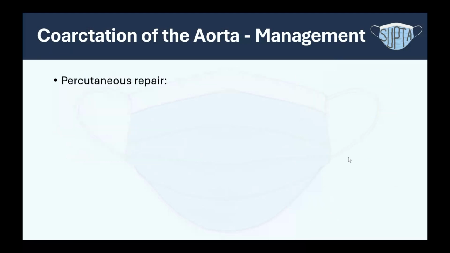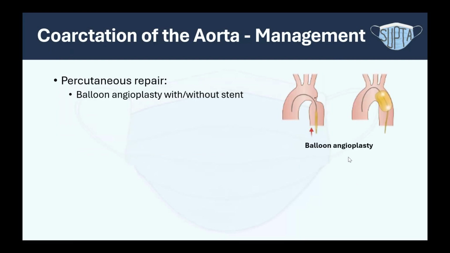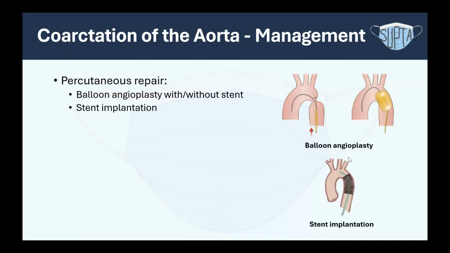You can also do 2 types of percutaneous repair. So first, you're going to thread a small balloon into the narrowed part of the aorta and then inflate it, which is essentially just going to widen the aorta and then improve flow. Sometimes the balloon may not always be successful, and that's where you have a stent come into play. And a stent is essentially just a tiny tube put into the artery, so it's going to help hold the artery open and prevent the narrowing from reoccurring.